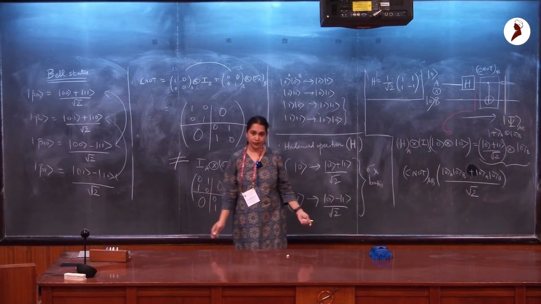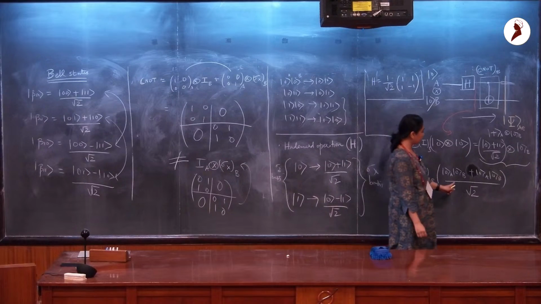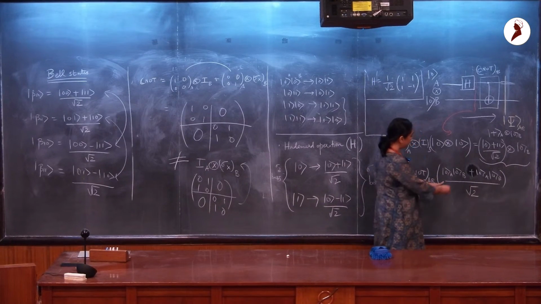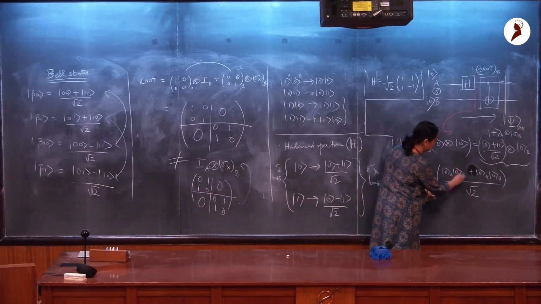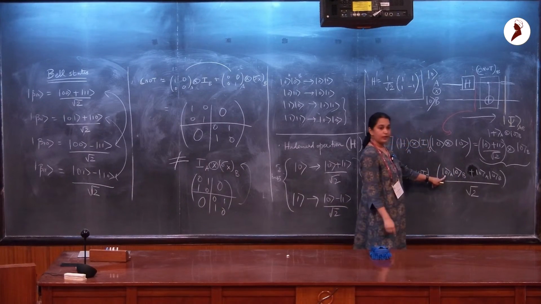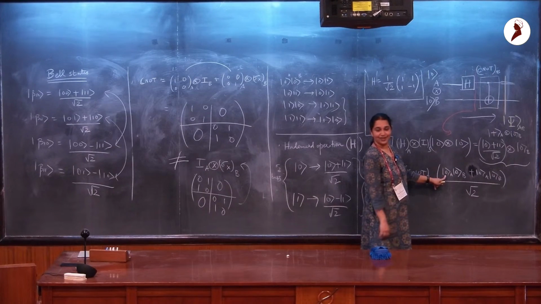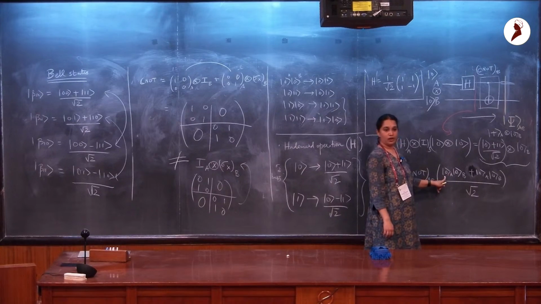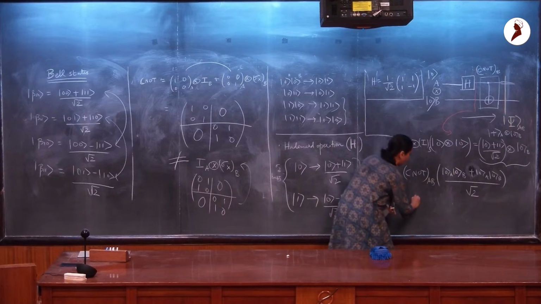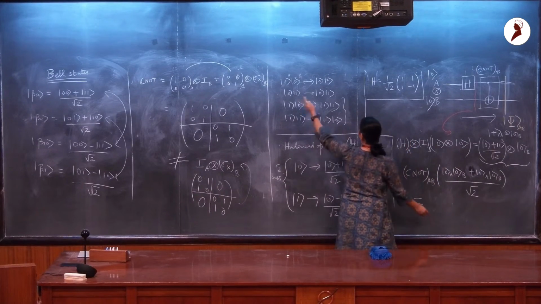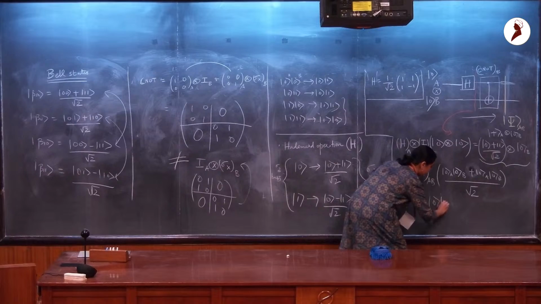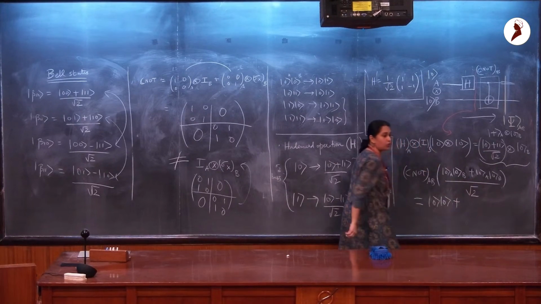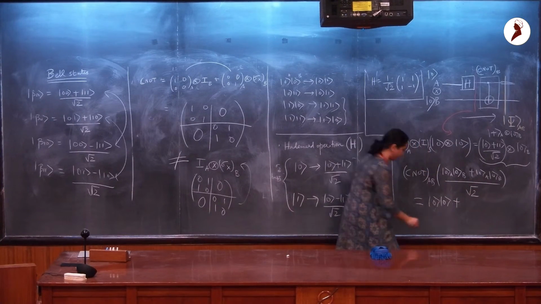Product state. But now the action of the C naught is doing what we said it should do, which is it's somehow reading off the first qubit without really measuring it and doing something to the second qubit based on what the state of the first qubit is, okay? Because what happens now, the 0, 0, remember, remains unchanged, but the 1, 0 now becomes 1, 1.